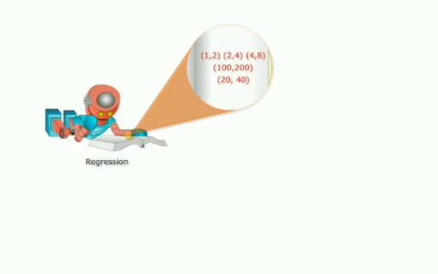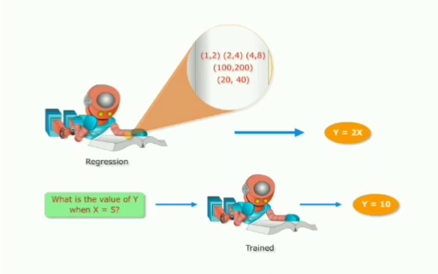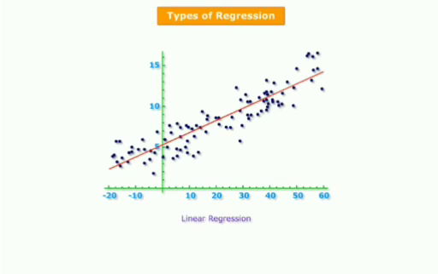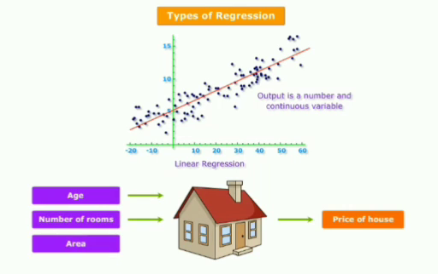Your computer looks at the given values and tries to identify the most suitable relationship between the variables x and y. Using this identified relationship, it predicts the value of y for new examples. Regression problems are of two types. Linear regression. In this regression, the outcome is a number and a continuous variable. For example, predicting the price of a house based on inputs such as age, number of rooms, area, etc.